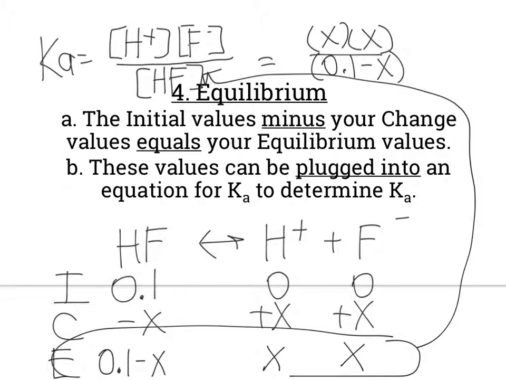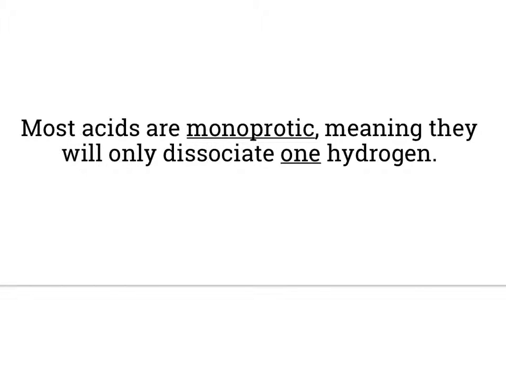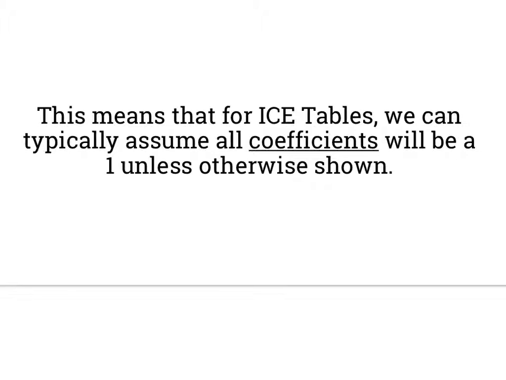Normally we'll end up solving for Ka. It'll actually give us enough information to determine our x. But that's really about all we do so far. So again, initial, what we change by, what we end up with, and we can plug what we end up with into our Ka. As I mentioned before, most acids are monoprotic, meaning they'll only dissociate one hydrogen. This makes our life a lot easier in that we really don't have to do much balancing for our ice tables. That means that we typically assume that all coefficients will be a 1, unless you're told otherwise.